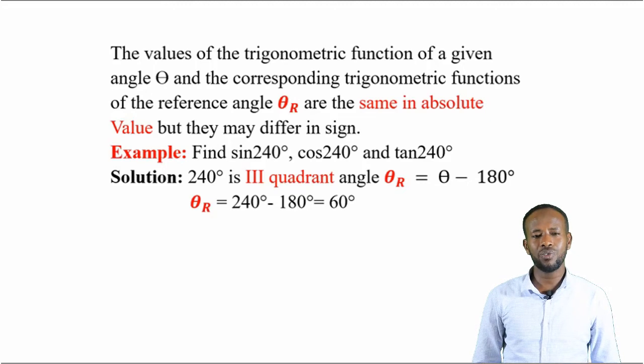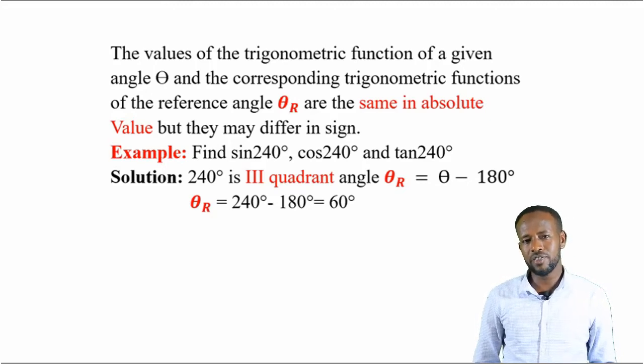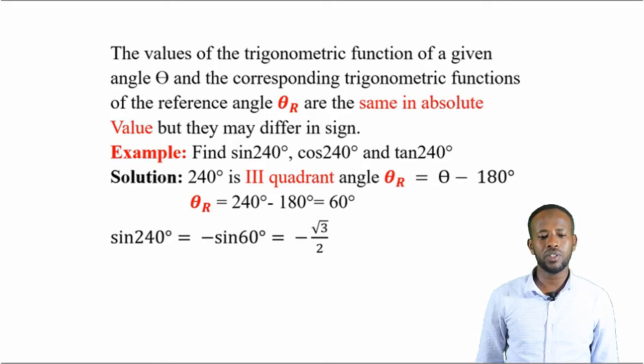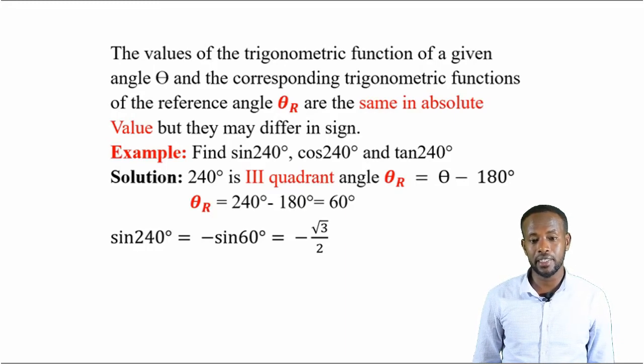Now the sine of 240 degree and the sine of 60 degree will be the same in absolute value, only they may be different by sign. In the third quadrant, sine is negative. So sine of 240 degree is equal to what? Negative sine 60 degree, because in the third quadrant sine is negative.